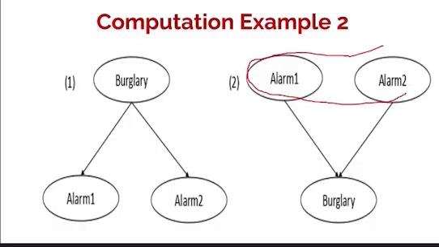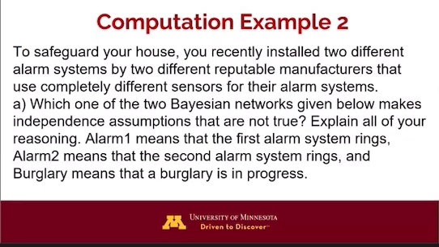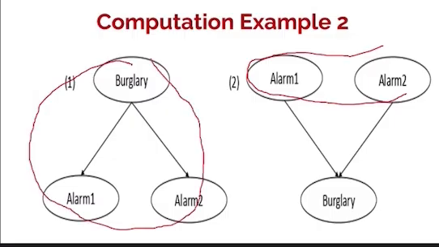But I want to say this. In the answer that I gave, the second one, which is this one here, makes an independence assumption that is not realistic. Because you know what happens? Alarm one and alarm two are independent if what? If burglary is observed. That's what we call conditional independence. Conditional independence is this one here. Go ahead.